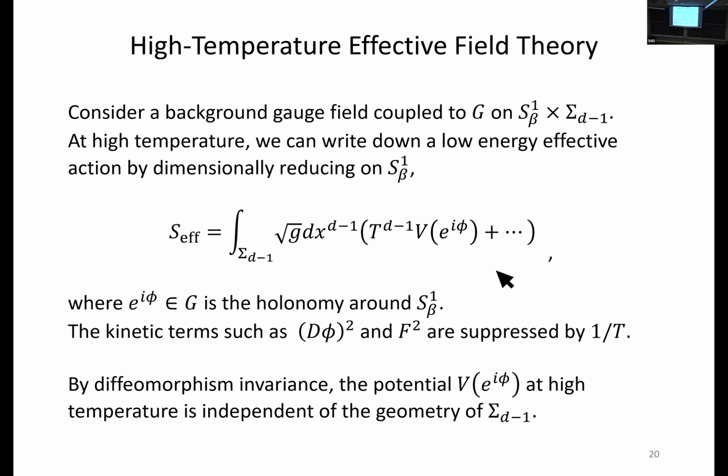Nice thing about conformal field theory is that we can count the power of temperature by dimensional analysis, and we can see that this is a leading term. So kinetic terms such as (dφ)^2, where φ is the holonomy, or F^2, which is the field strength on this Σ_{d-1}, are suppressed by 1 over T, actually 1 over T squared. And also by diffeomorphism invariance, we can see that this potential at high temperature is independent of the geometry. So we can choose any geometry you like to calculate this V. So that's the sort of idea.